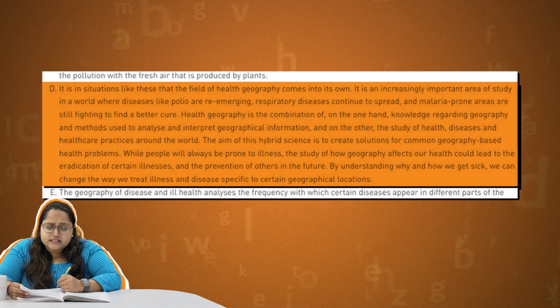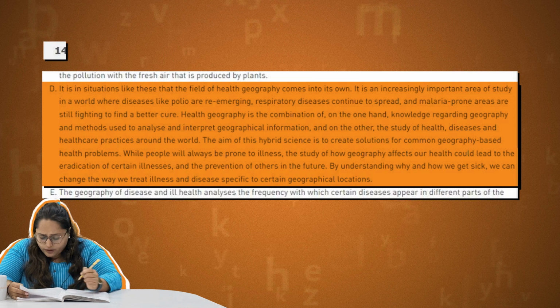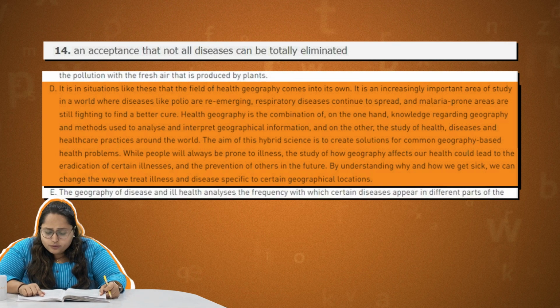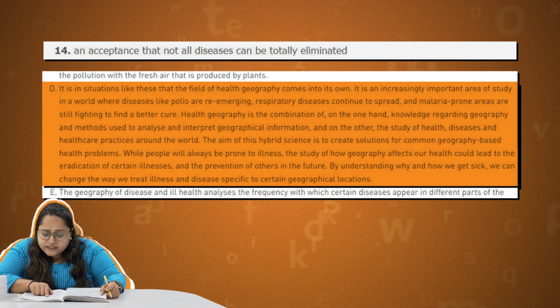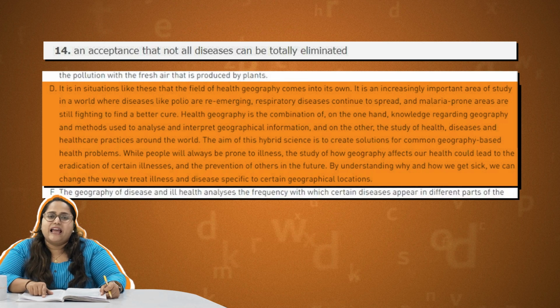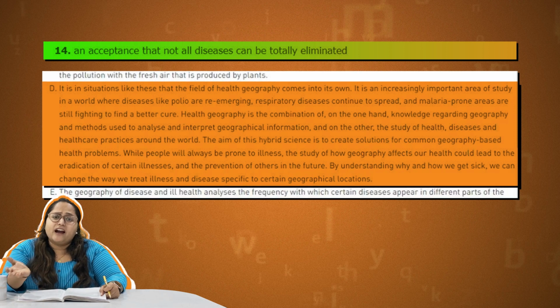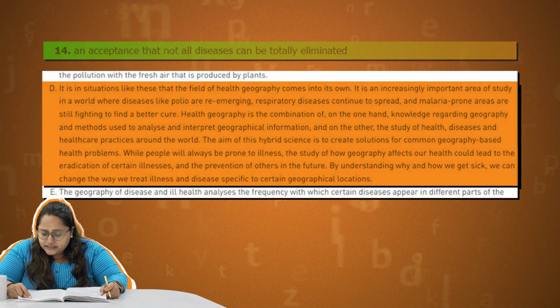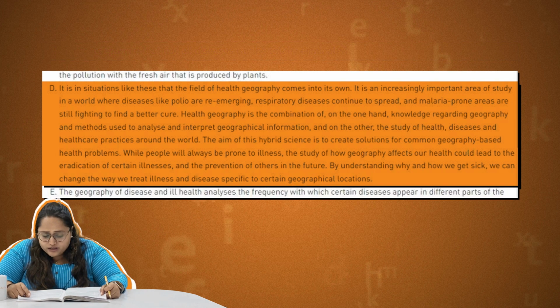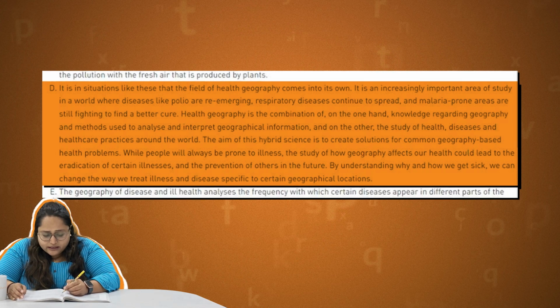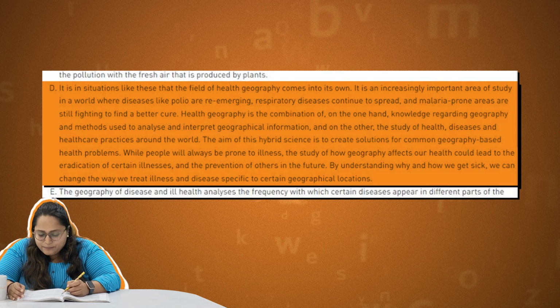Now, since we have understood this question, let's go ahead and match it with the sentences. It's paragraph D, right? So it is accepted, an acceptance that not all diseases can totally be eliminated. Here is the answer, that malaria and all, they are still finding the solution to it. So here the answer is D. Let's see if it matches somewhere else also. 15 is done, we have already eliminated that. We have eliminated 19 as well. Now we are eliminating 14 as well.